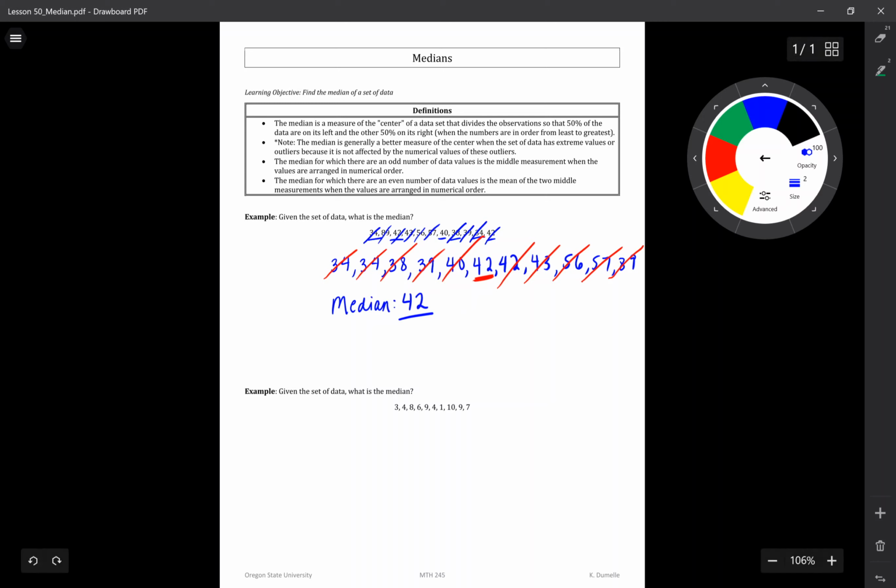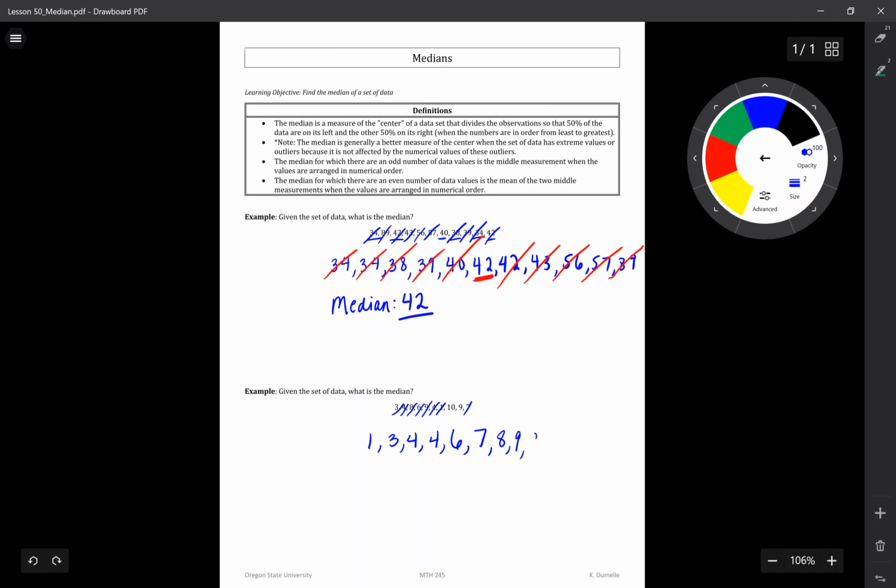All right, we have another data set here. So again, I first order them from least to greatest. I have 1, 3, 4, two 4s, 6, 7, 8, 9, 10. Oh, two 9s. Two 9s and a 10.